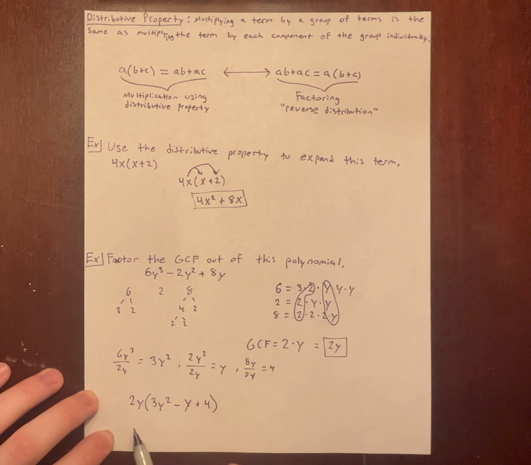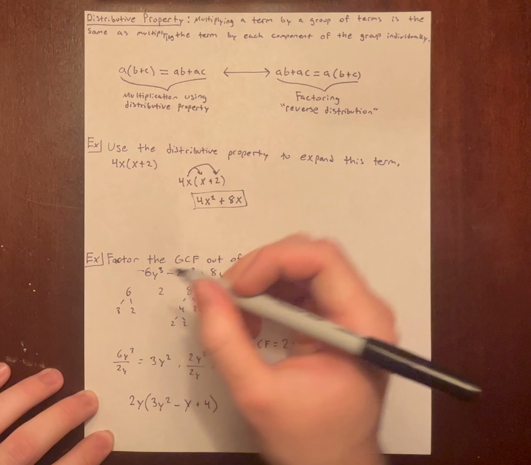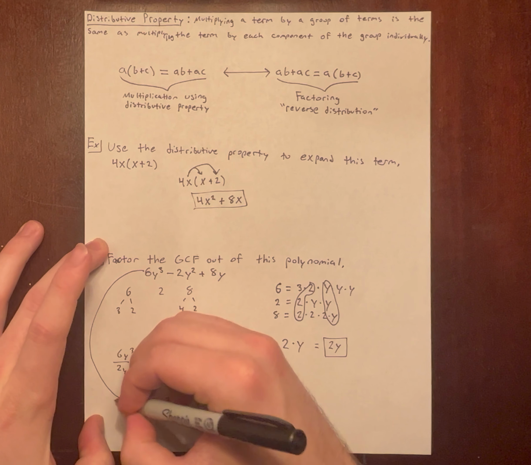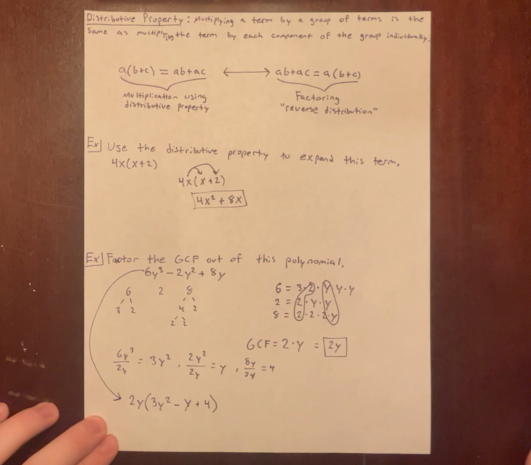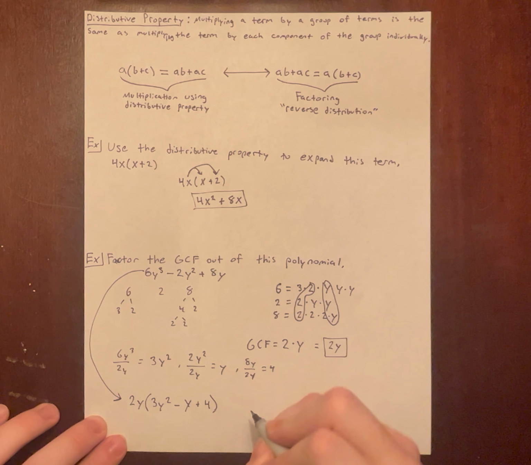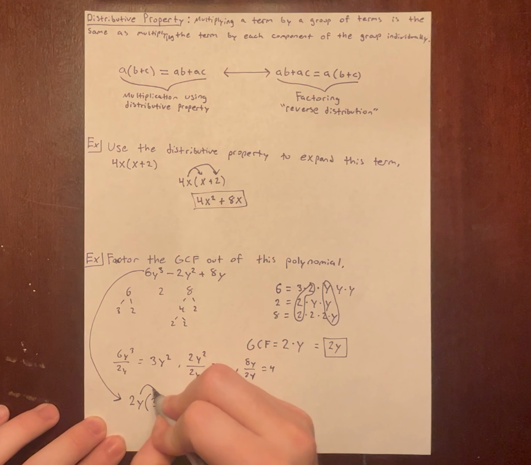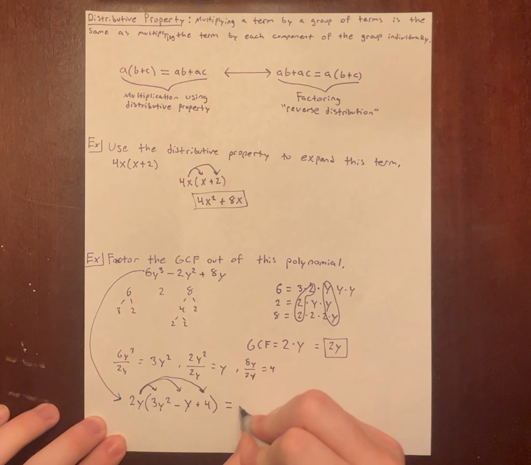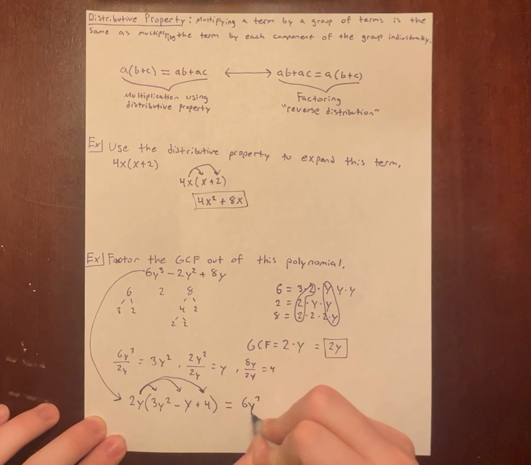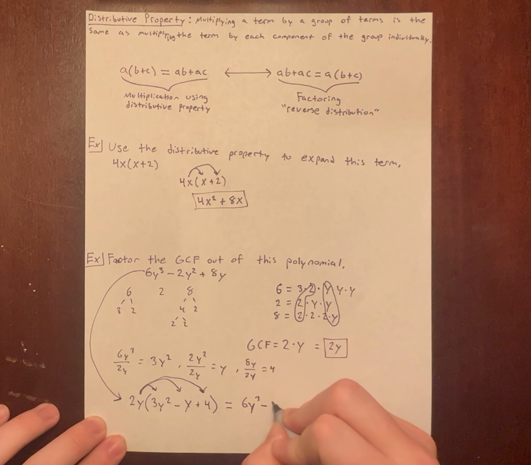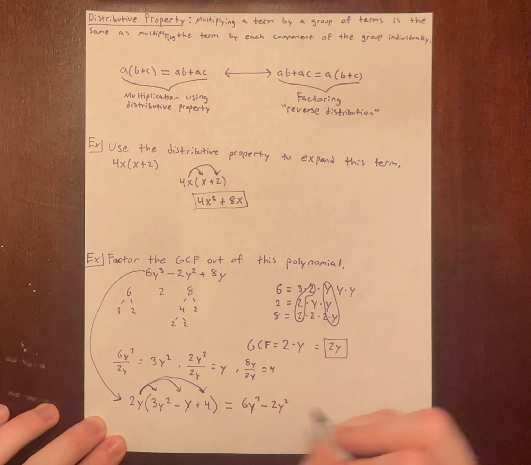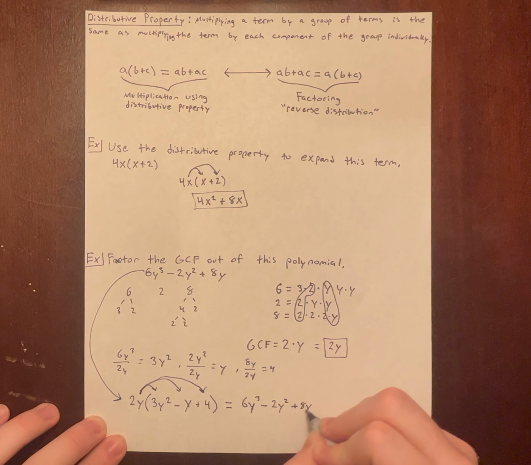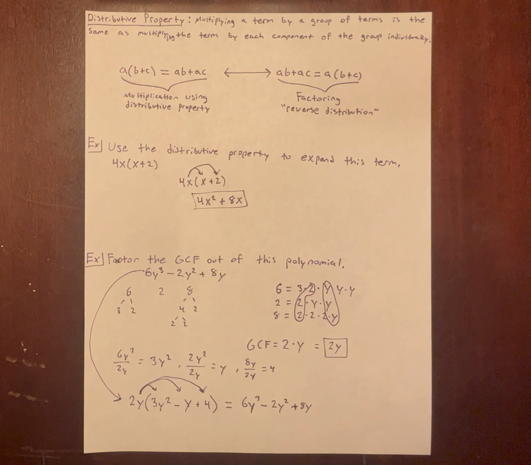So this polynomial turns into this when you factor out a GCF. And just to show you that this is correct, I'm going to redistribute 2y back to all of these terms and show you get the same thing. So 2y times 3y squared is 6y cubed. 2y times y, and it's negative y, so 2y times y is 2y squared, so minus 2y squared, and 2y times 4 is 8y, so we have plus 8y. These two match, so we did factor out and redistribute the GCF correctly.